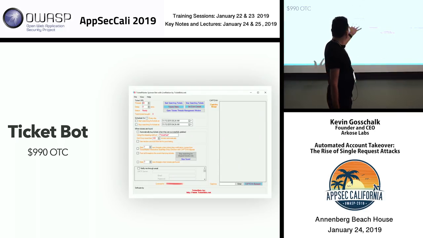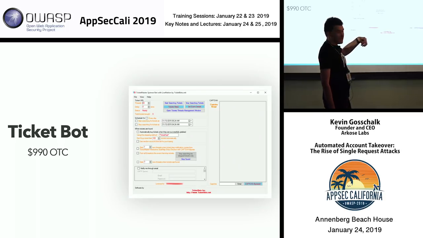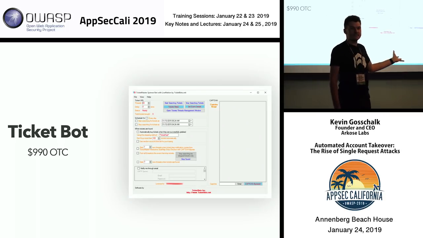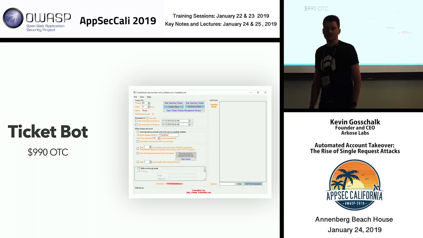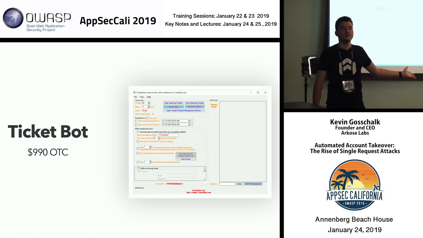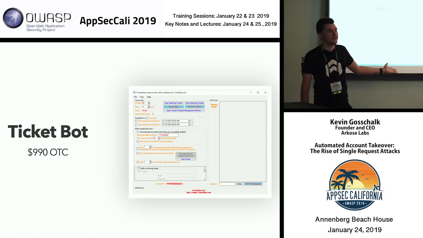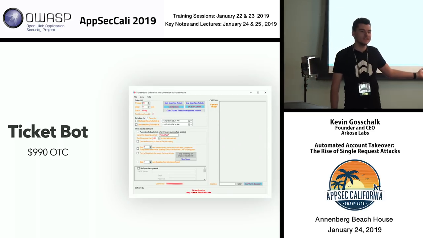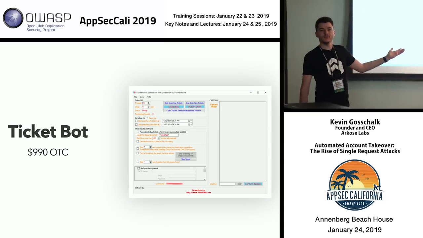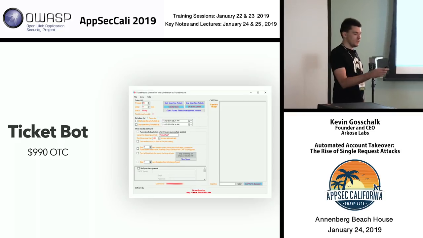You tell it what time of day you would like it to log in and what tickets you would like it to buy, and it goes off and does its thing. Behind the scenes, it's doing these single request attacks on your behalf. You can route proxies through it, get access to some IoT botnets, and get some cheap inventory. Then you can resell it and retire young. That's what many people do.